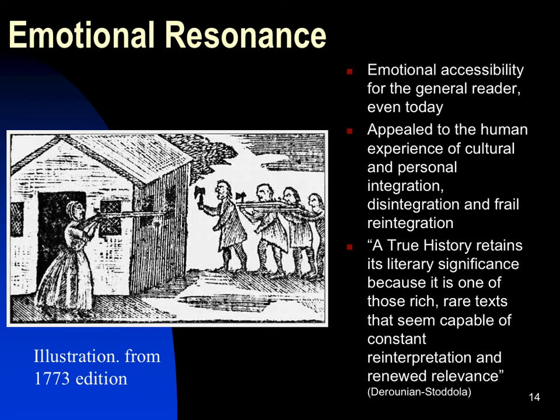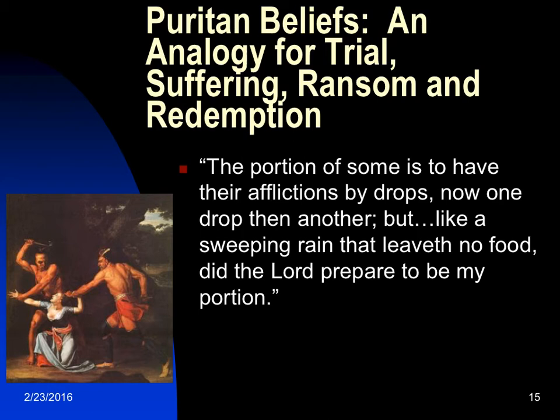So, one of the major tropes for this narrative is that of trial, suffering, ransom, and redemption, because it is consonant with the story of the death and resurrection of Jesus Christ. Of course, suffering brings about character according to Christian teachings, and the quotation we have here reflects that. Some people get all of their bad luck in one fell swoop, others gradually. And so, her metaphor is, of course, like a sweeping rain that leaveth no food, did the Lord prepare to be my portion. She only could be in communion with the Lord in a new way through such affliction.